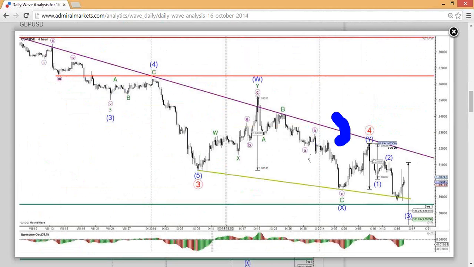I've never changed the wave count as many times as I have here, in the year I've been doing wave analysis for Admiral Markets. Never, ever. In most cases I probably changed it once, maybe twice. Here I changed it 3 times. It really never happened before, because of the difficulty in this case due to the choppiness.